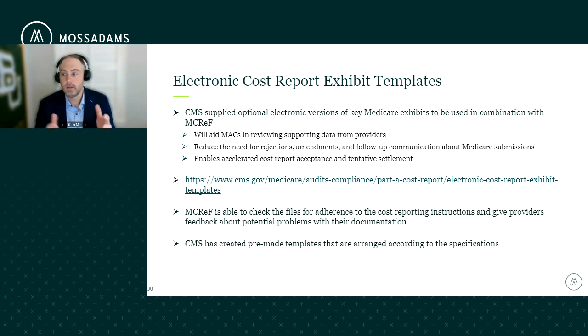You can still submit even with these warnings, and a lot of times the warnings may be formatting issues. So at the end of the day, the MAC may open this up and see that they have all the data in there, that it was a formatting issue, and still accept the cost report. But in other situations, it may reveal something that you're truly missing that you need to go back and identify. And at the end of the day, this will enable those MACs for accelerated cost report acceptance and tentative settlement.